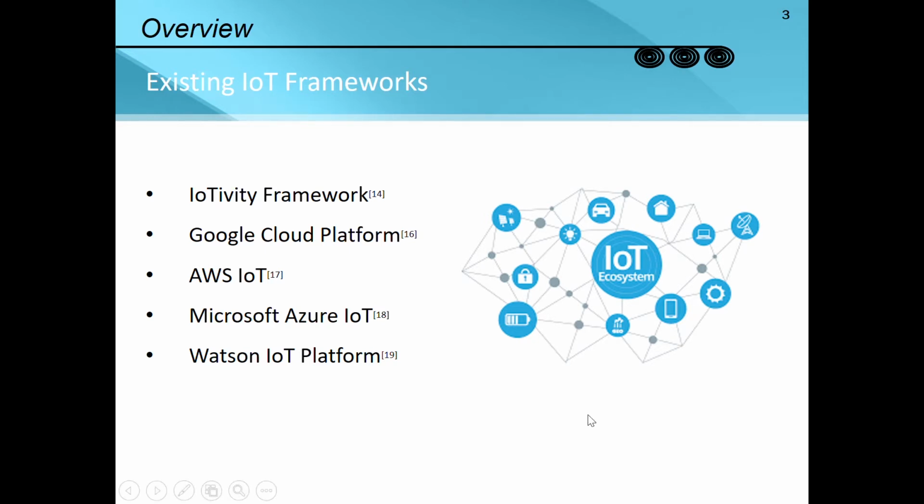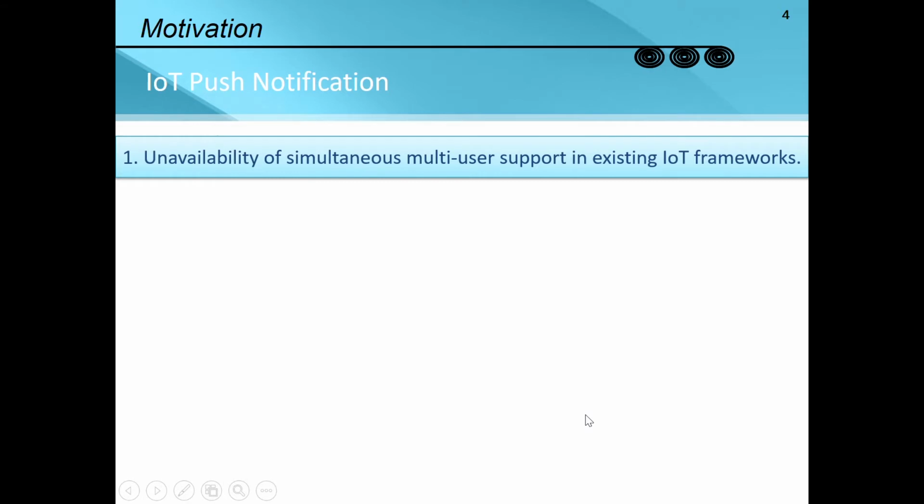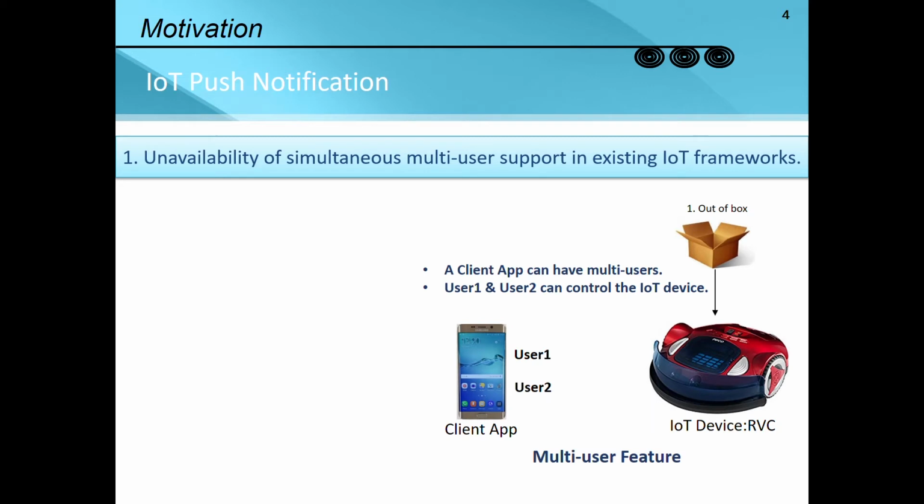Our first motivation is unavailability of simultaneous multi-user support in the existing IoT framework. In this picture, we see that a client app or a smartphone can have two users, user 1 and user 2. So, user 1 and user 2 both can control the same IoT device, and this is called multi-user feature.